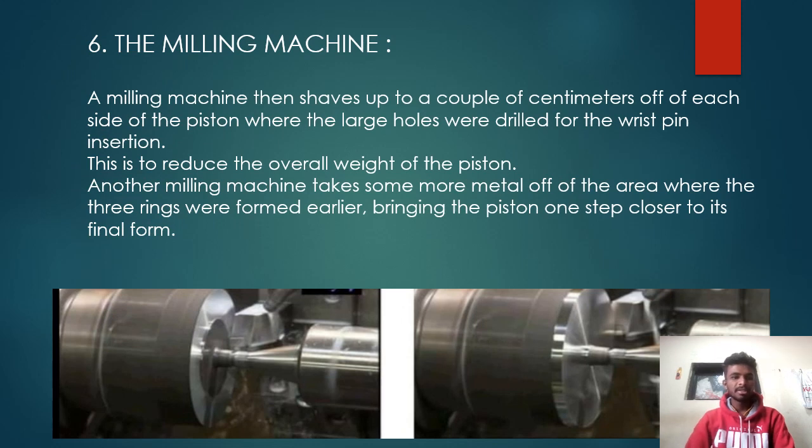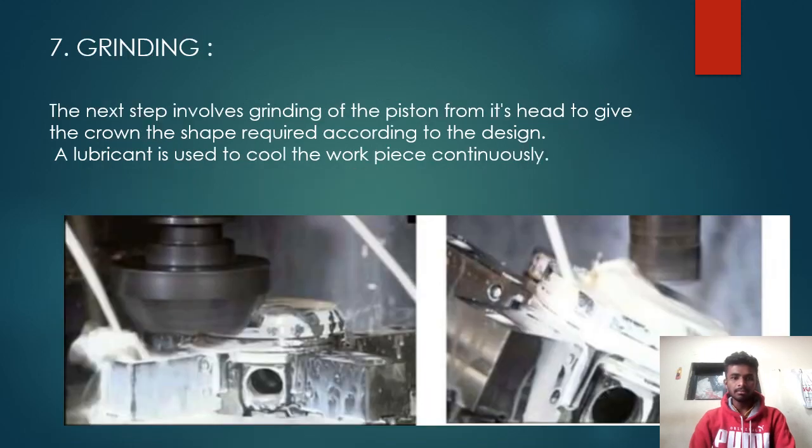Next, the sixth process is the milling machine. A milling machine shaves up to a couple of centimeters off each side of the piston, where the large holes are drilled for the wrist pin insertion. This is to reduce the overall weight of the piston. Another milling machine takes some more metal off the area where the rings were formed earlier, bringing the piston one step closer to its final form. These are two pictures of the milling machine.